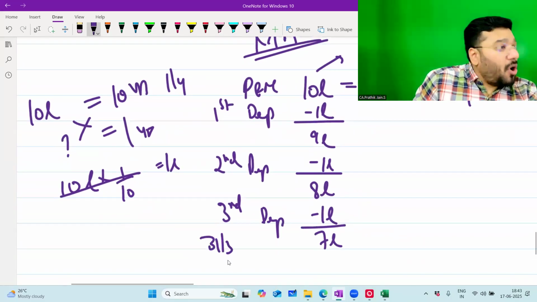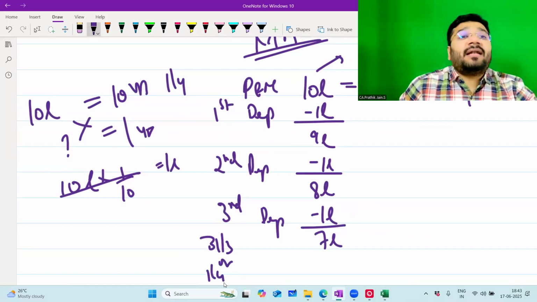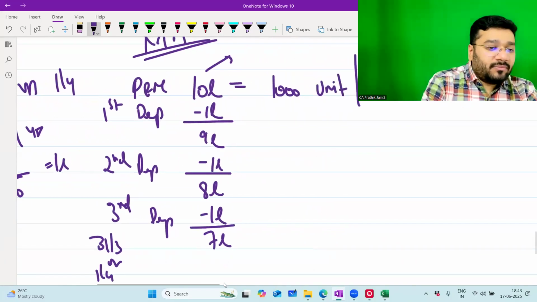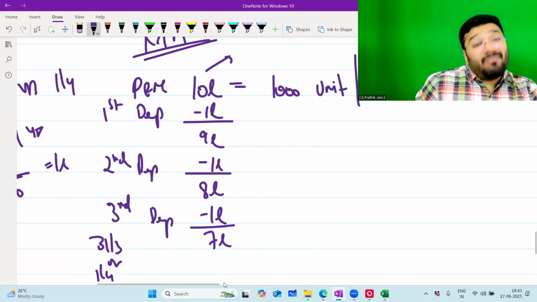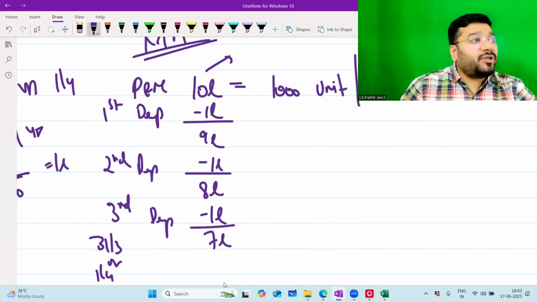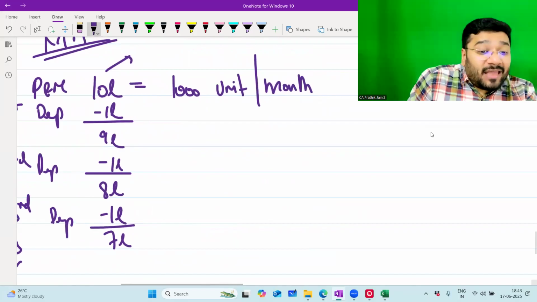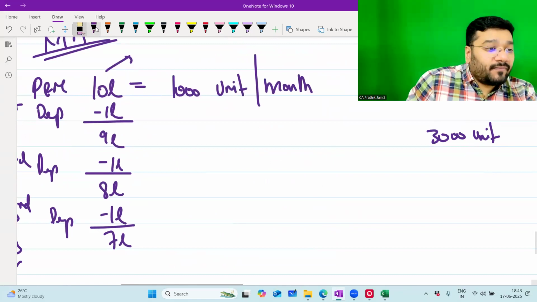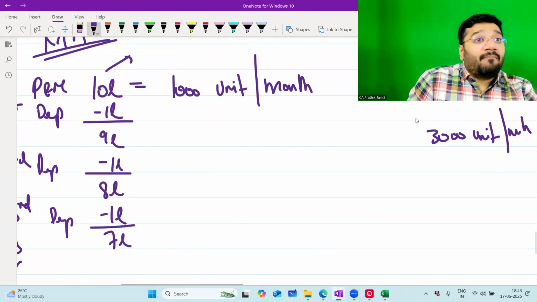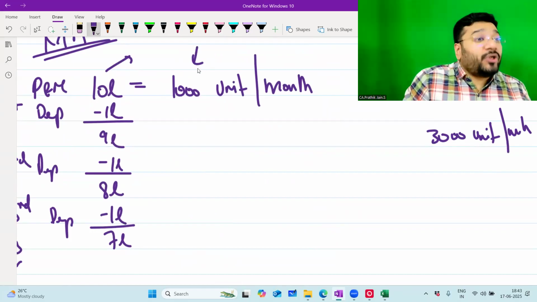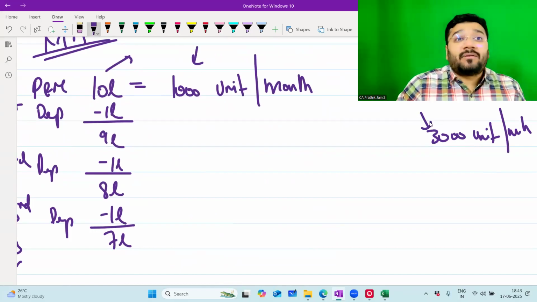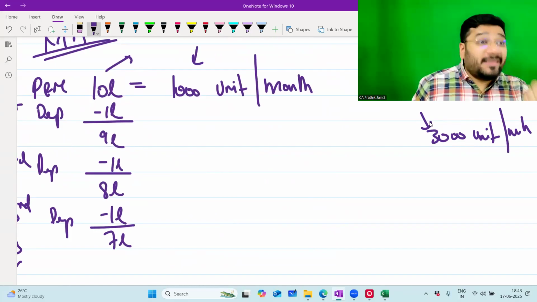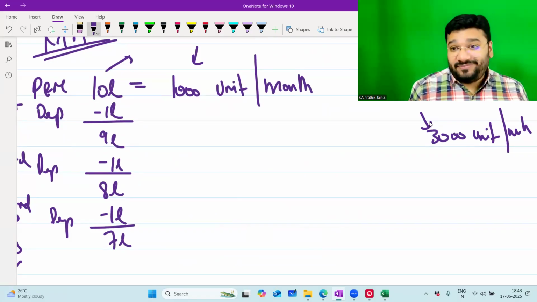On 31st March or on 1 April, I went and attended one exhibition. In that exhibition, I came across a similar machinery, which is now producing 3,000 units per month. Can you feel the difference? My old machinery is fetching 1,000 units per month. This machine is fetching me 3,000 units per month. 3,000 units means extra 2,000 units. Extra units if I produce, extra I can sell. Extra if I sell, extra profit I'll get.